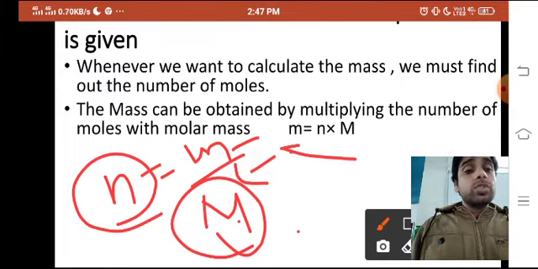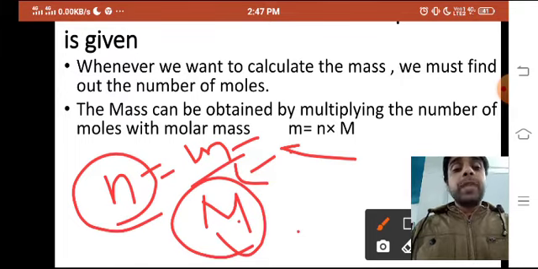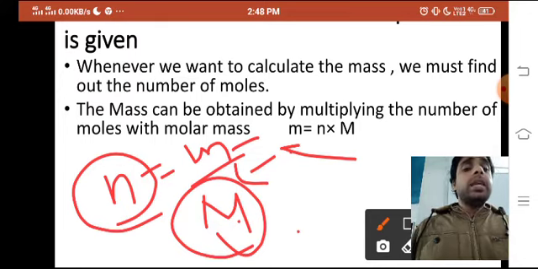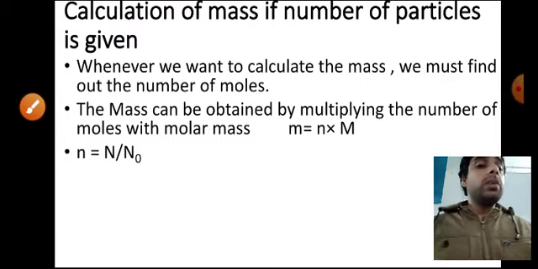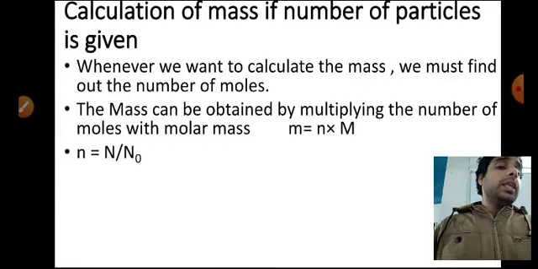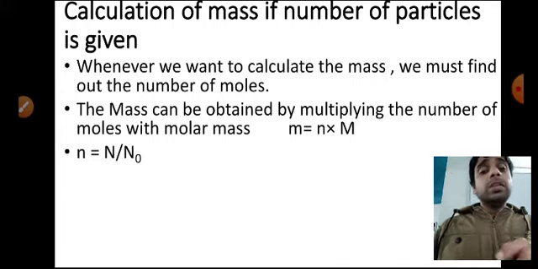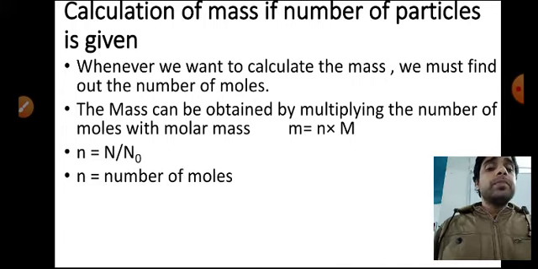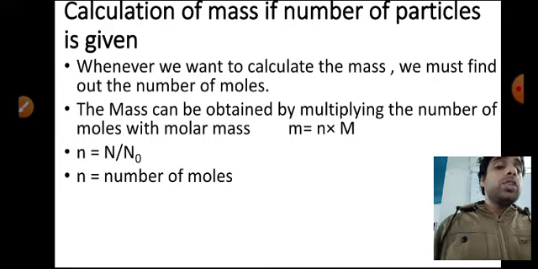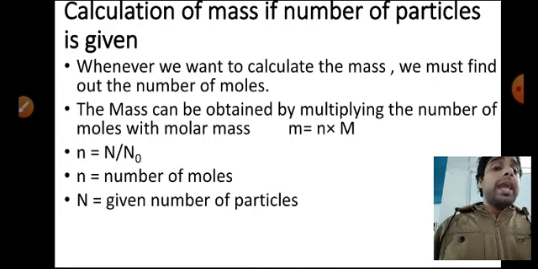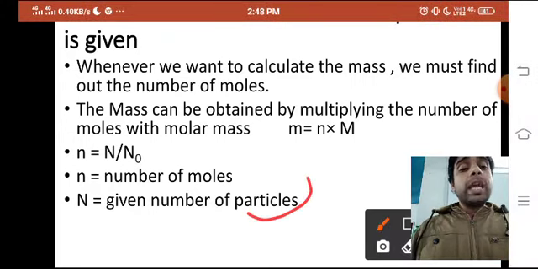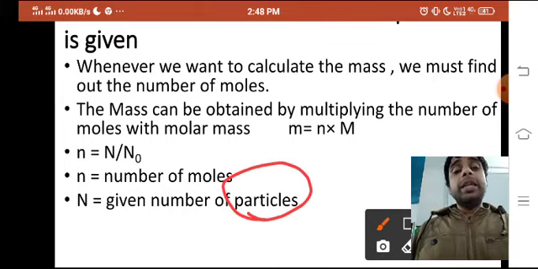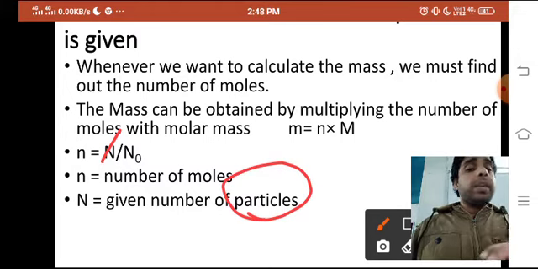First of all, you have to calculate the number of moles, and if any molecular compound is there, then you can easily calculate the molar mass. But it is essential to calculate the number of moles. Here, if you have the Avogadro number also, small n is equal to the number of moles, and then capital N is the given number of particles. So you should have an idea about the number of particles, what amount of particles you have got.